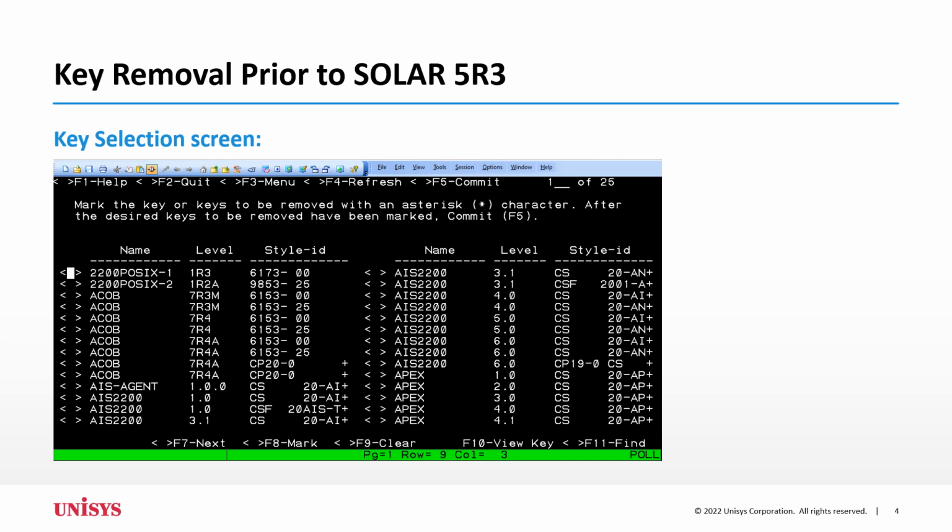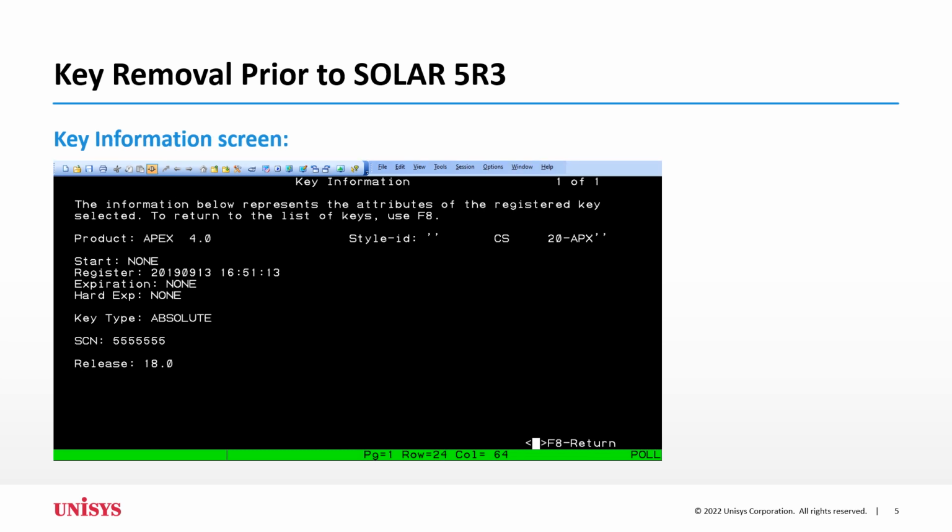In addition, other key attributes like the SCN and the ClearPath OS 2200 release level are not displayed on the key removal screen. In order to view all attributes for a particular key, you must position the cursor at the key and the F10 function key used to display the key information screen. For example, this is the key information screen for the Apex 4.0 key, showing its full style ID, SCN, and ClearPath OS 2200 release level.